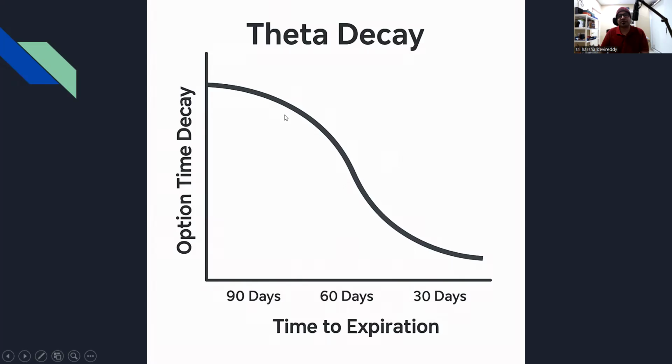So what happens is the theta decay goes like this. Initially, in 90 days, the decay is very less. In 60 days also, decay is relatively less. And as we come closer to expiry day, you can see the theta is accelerating very much, and the decay is the highest on the expiry day.